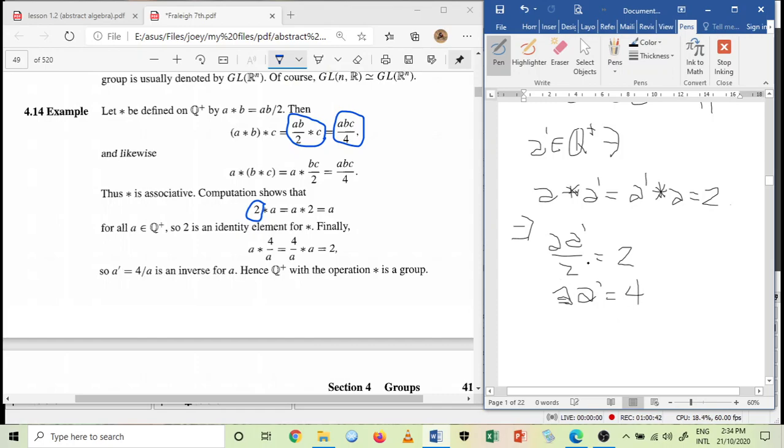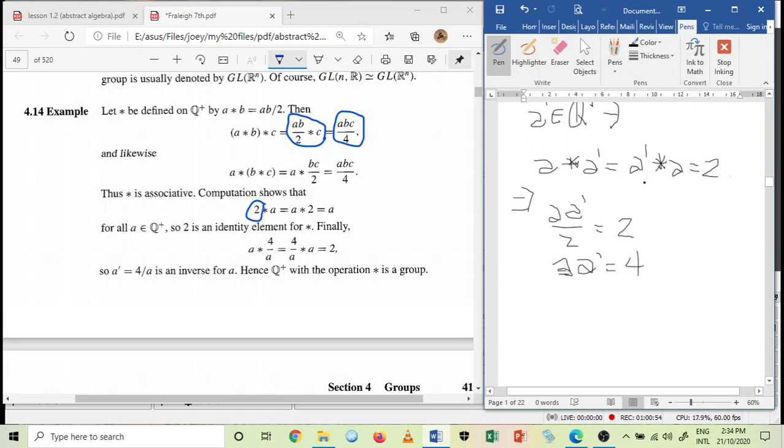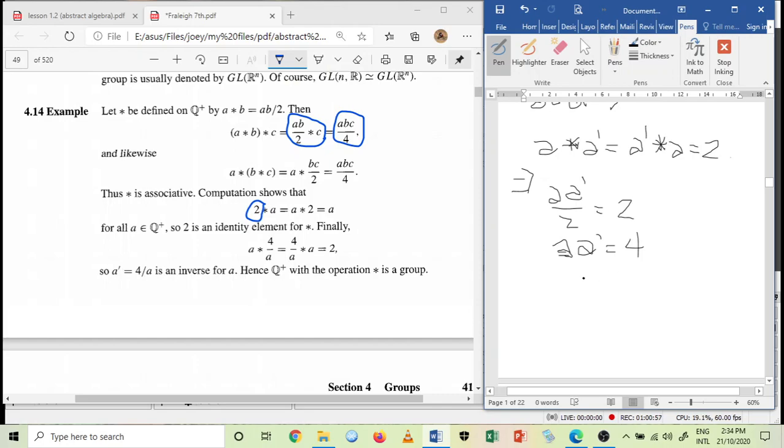And since A is a positive rational number, take note, again, if A is a positive rational number, then there would exist a positive rational number 1 over A. We can multiply both sides by 1 over A, giving us A prime to be 4 over A. So the inverse therefore of A is 4 over A for the operation asterisk as defined. Okay? So this therefore is the initial value for the inverse of A for a given A.